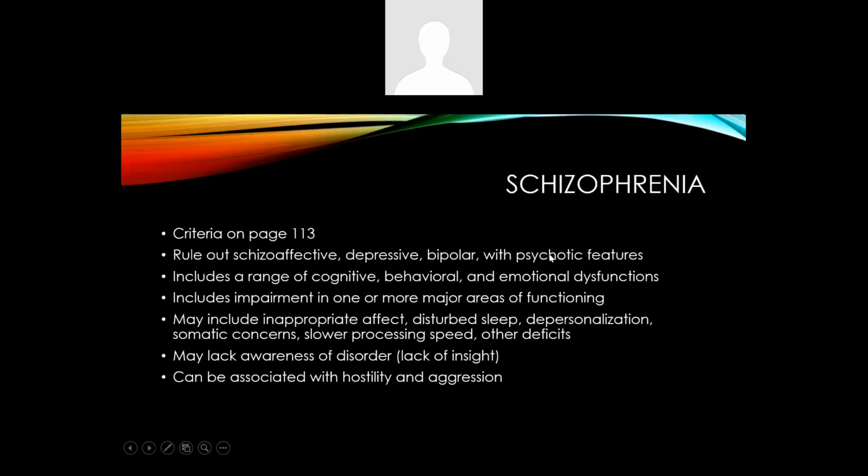The one we're going to probably see the most is schizophrenia, so you can take a look at that starting on page 113. If you are looking at schizophrenia as a diagnosis, rule out schizoaffective disorder, depressive disorders, and bipolar with psychotic features. So bipolar 1 can have some psychotic features. Again, we'll talk about that a little bit later in the semester.